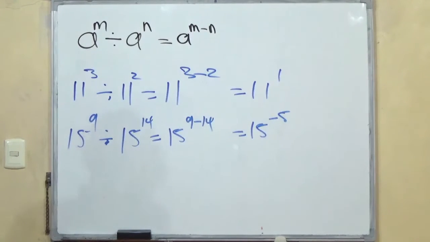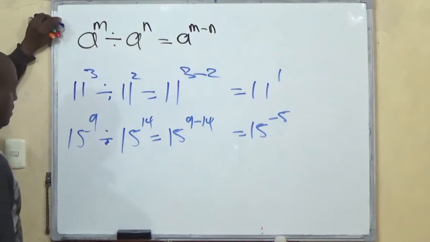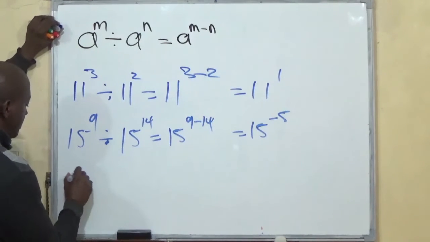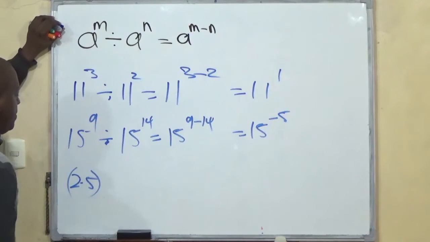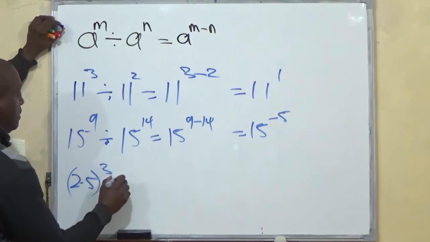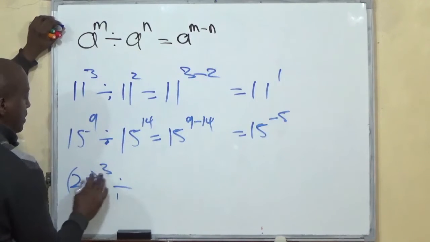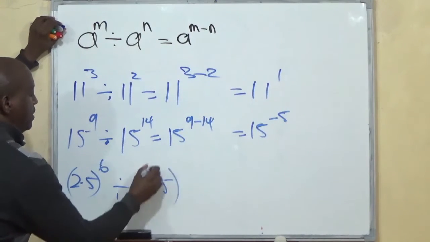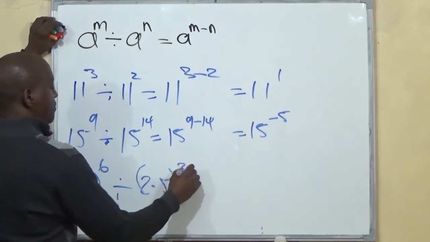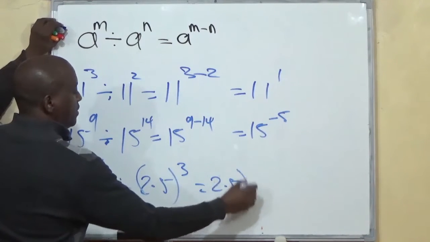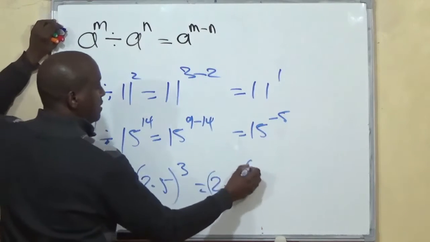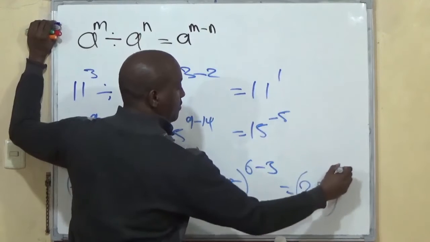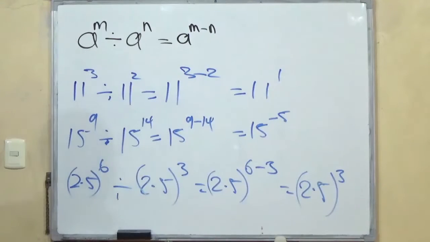If we have, let me put in a decimal just for the sake of argument, to make life a little more interesting, 2.5 to the power of 6 divided by 2.5 to the power of 3. That is 2.5 to the power of 6 minus 3. That is 2.5 to the power of 3. Alright?